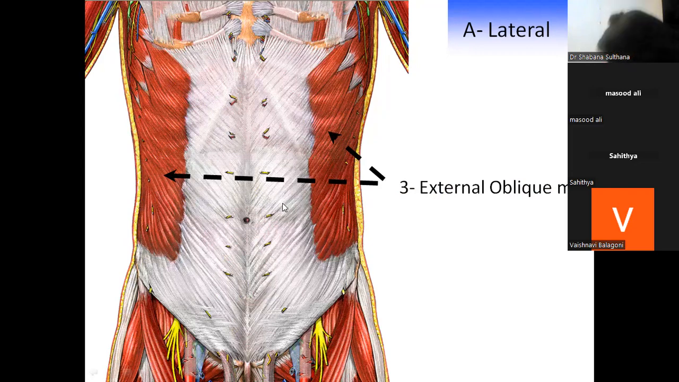Yes, Masood, it is forming the anterior wall of the rectus sheath. I completely agree. But basically it is the aponeurosis of the external oblique muscle. So this white sheet is only fascia where we have no muscle fibers. We have only a sheet of fascia. That's what is called aponeurosis.